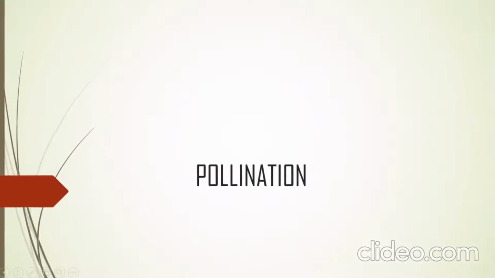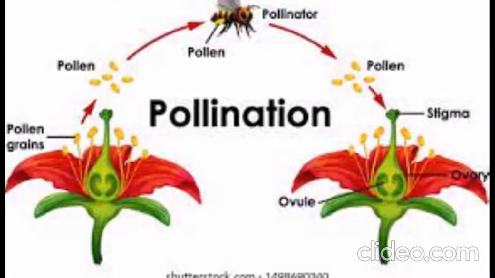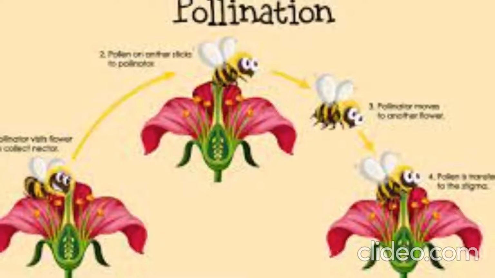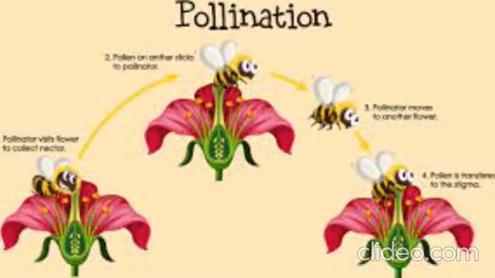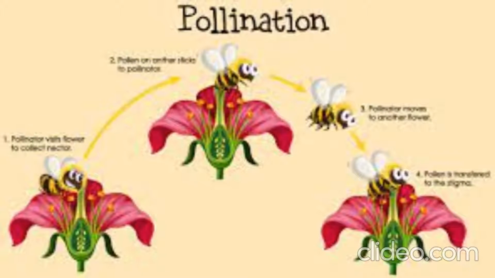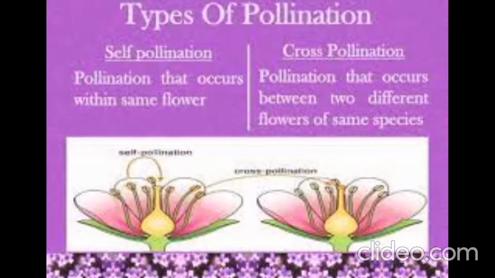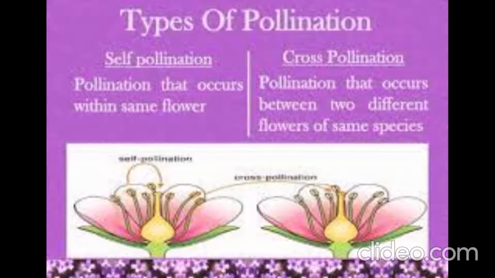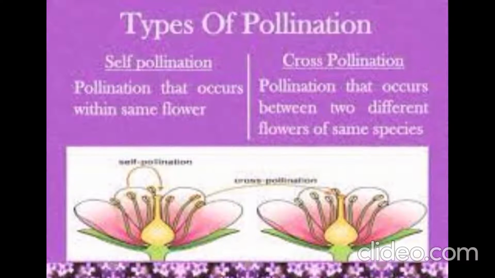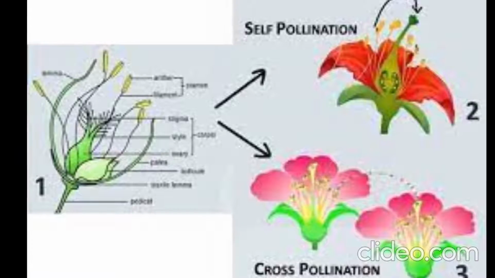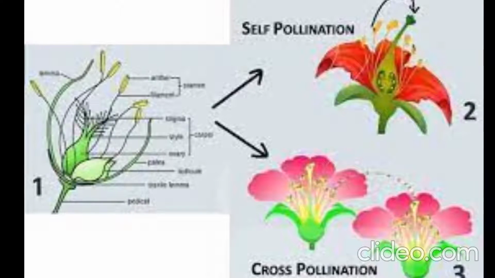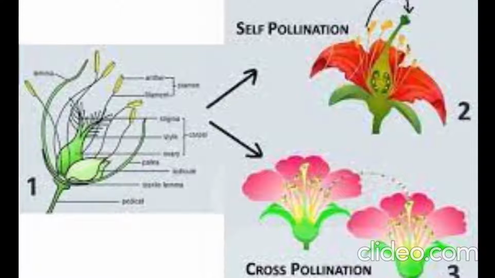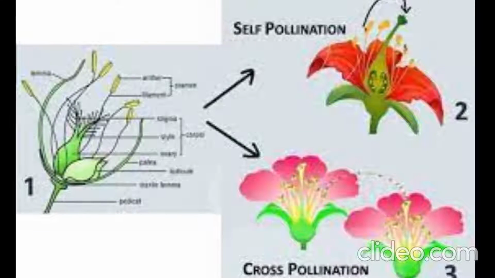Pollination. Pollination is the process in which the pollen grains from the anther are transferred to the stigma of a flower of the same species. There are 2 types of pollination: self-pollination and cross-pollination. Self-pollination is the one that occurs either within the same flower or between the 2 flowers on the same plant. Cross-pollination occurs between 2 flowers on different plants of the same species.